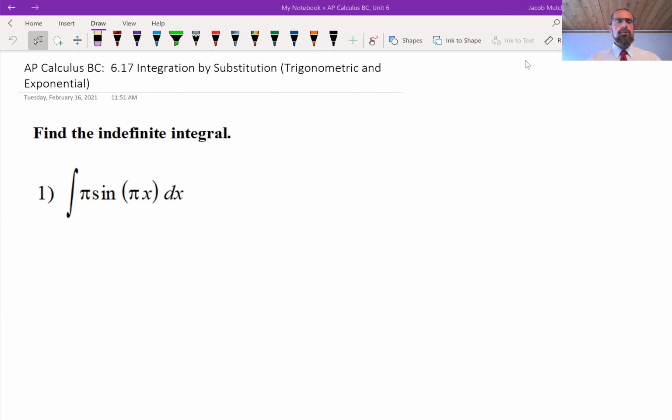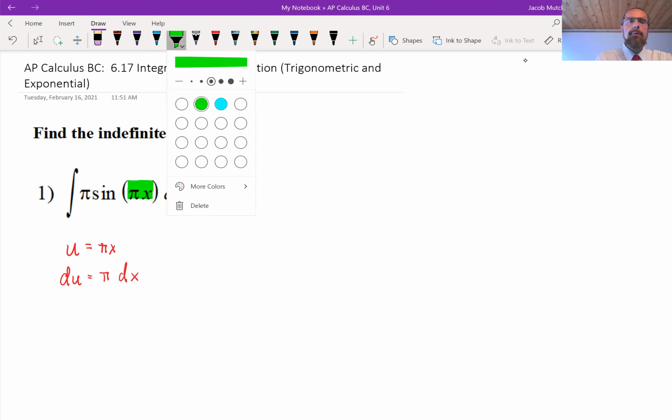So I want to approach this one by substitution, and where I'm going to draw my attention is the angle here on the sine function. So that's pi x. So the way that I want to define pi x is as my u. I'm going to call u pi x. So then I want to decide what my du is going to be defined as. So I'll take the derivative of pi x, and that's just pi times 1 dx.